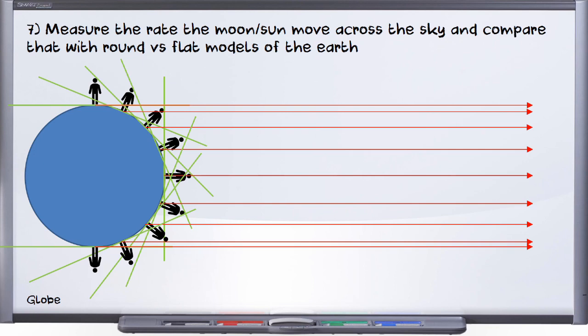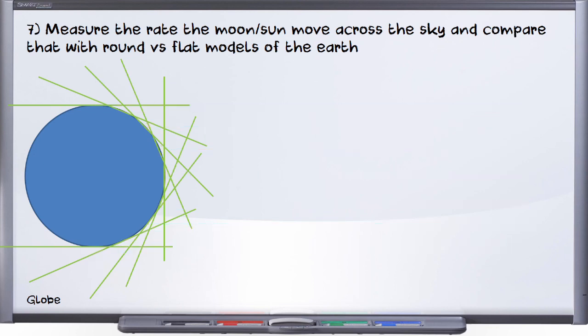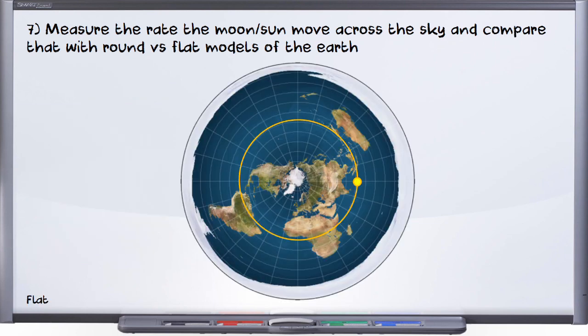So this is a pretty jumbled up little diagram, but if I take away most of the stuff and just leave the green lines, what you see is that the lines are evenly spaced in angles apart. It's the same angle difference every hour. On the flat model, this is the motion of the sun as it goes around in a circle.